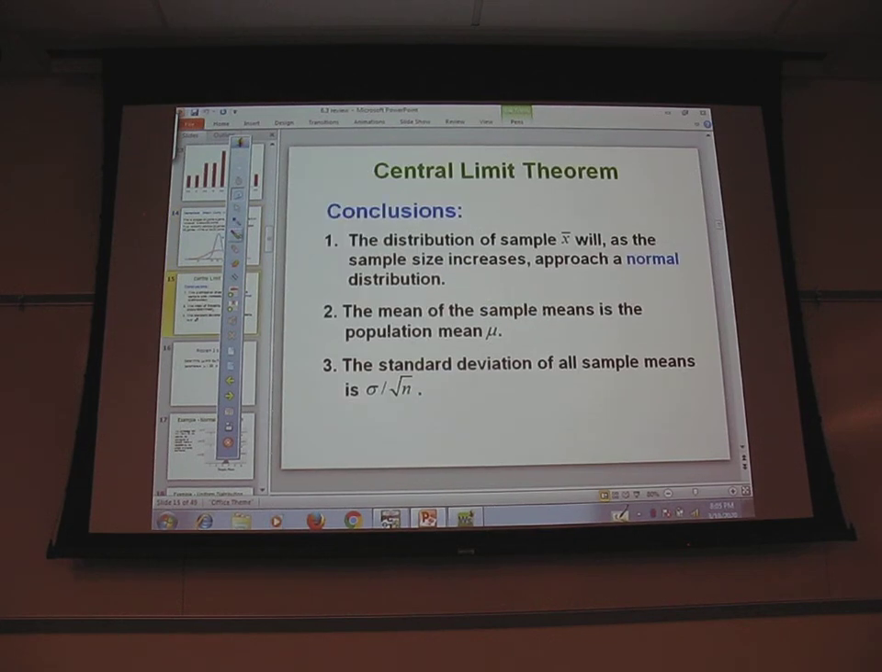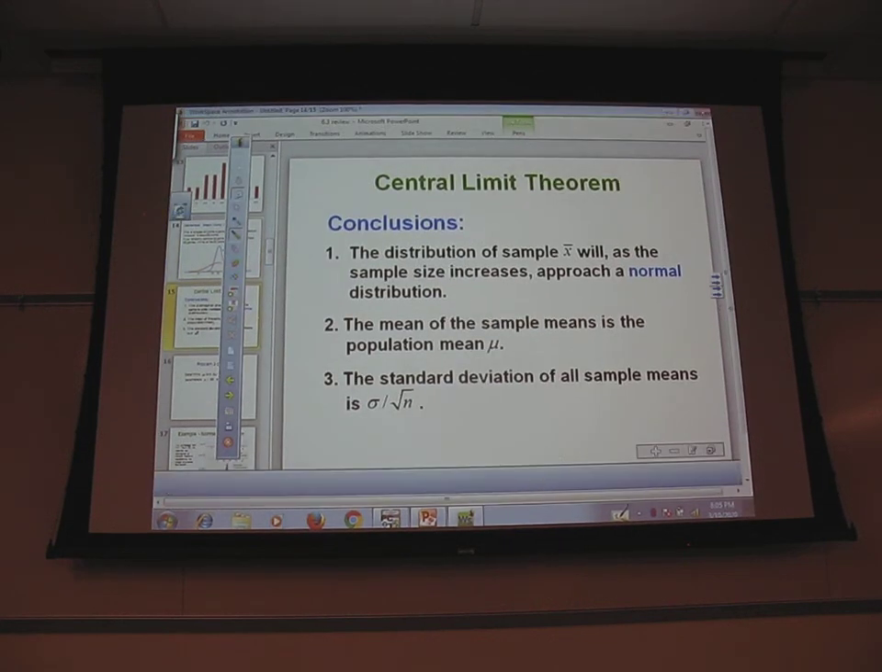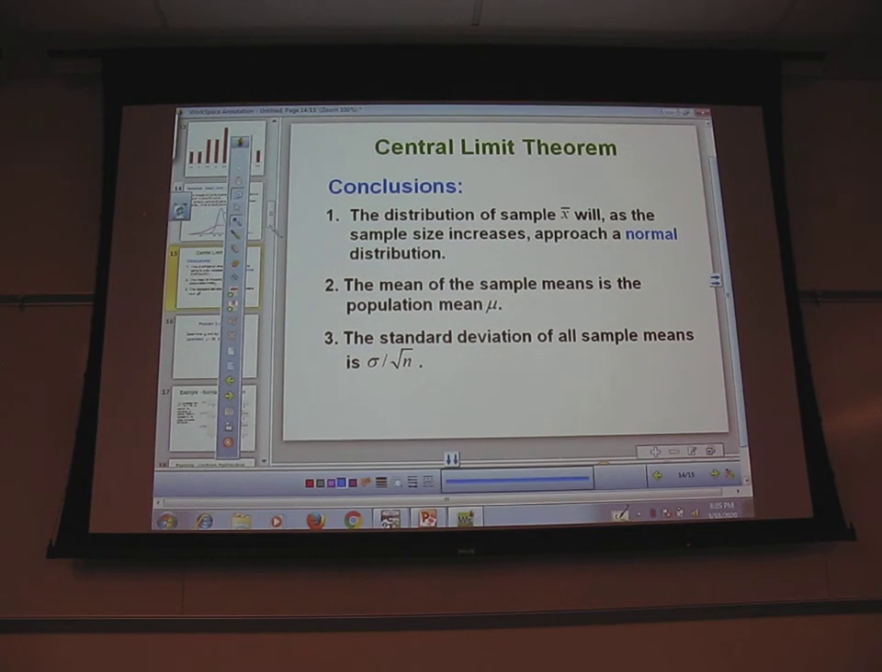So this is just me reiterating what I just said a second ago. Brandon, go ahead, read. Conclusion. Central limit theorem conclusion. 1. The distribution of sample x bar will, as the sample size increases, approach the normal distribution. 2. The mean of the sample means is the population mean. 3. The standard deviation of all sample means is sigma over root n.